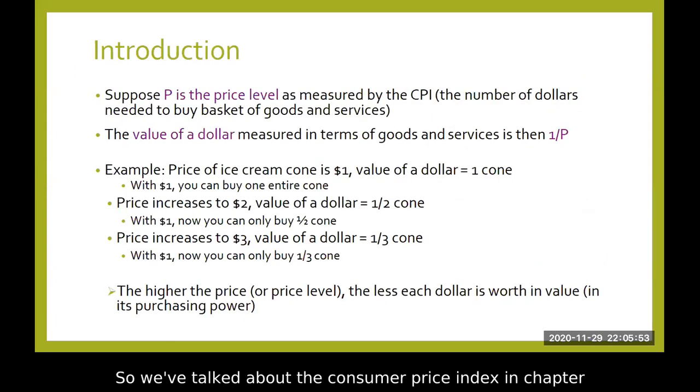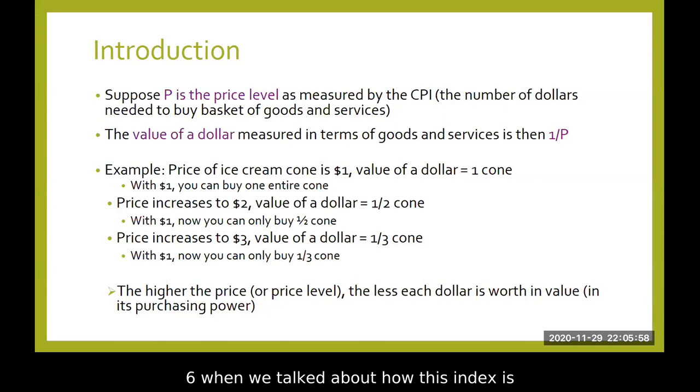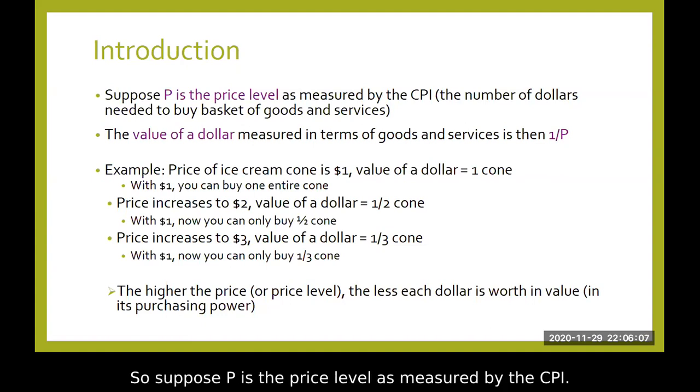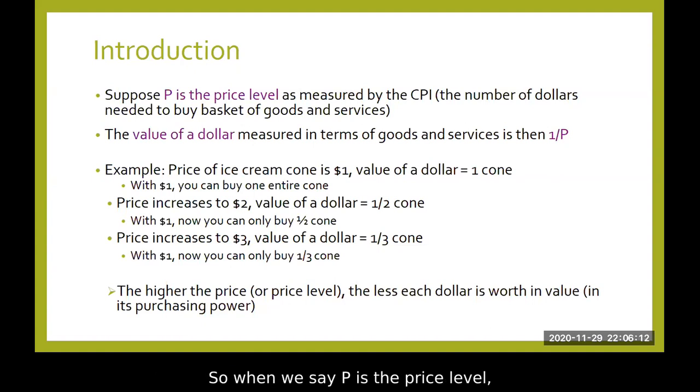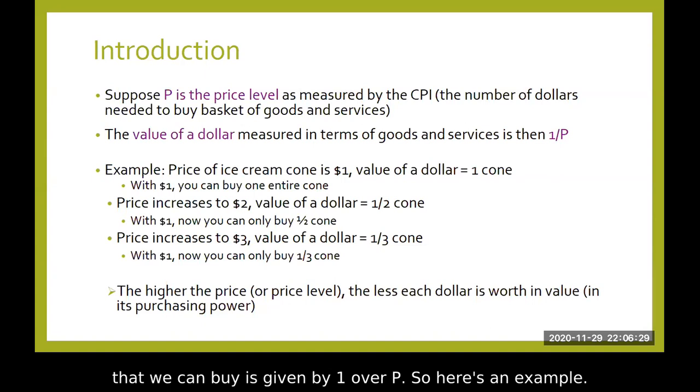Okay, so we've talked about the Consumer Price Index in Chapter 6, when we talked about how this index is used to measure changes in the price level over time. Suppose P is the price level as measured by the CPI. When we say P is the price level, basically it's the number of dollars that's needed to buy a basket of goods and services. So if P is the price level, the value of a dollar measured in terms of the goods and services that we can buy is given by 1 over P.